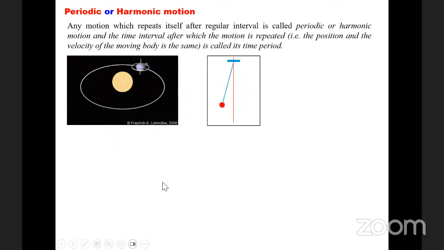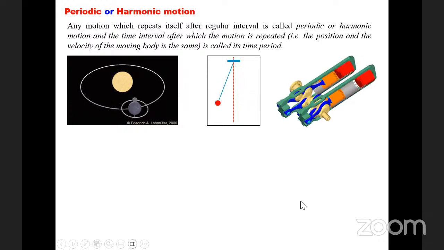What is the first figure? Yes, the solar system and the moon. The moon is rotating around the earth. The earth is rotating around the sun. Is it clear? Periodically. So for periodic motion, you can observe that. Here a simple pendulum is there. Periodically, at regular intervals of time, the pendulum oscillates with respect to its equilibrium position.